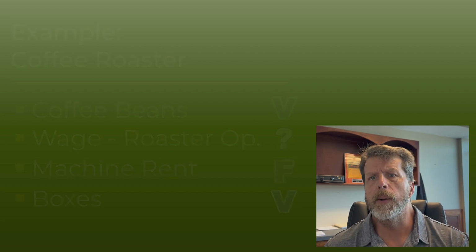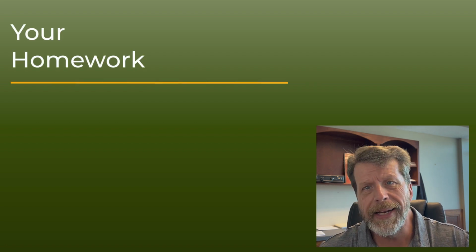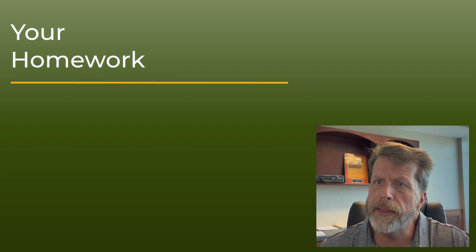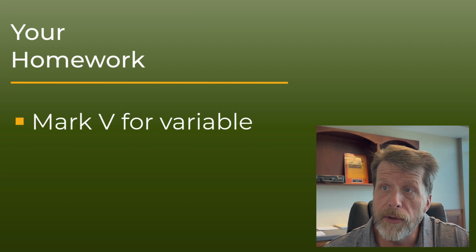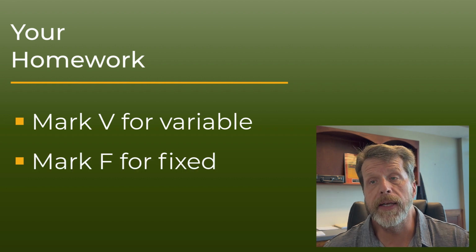Now go ahead and pull out last month's expense report. Write a V next to anything that rises with each unit sold. And write an F next to anything that stays flat.